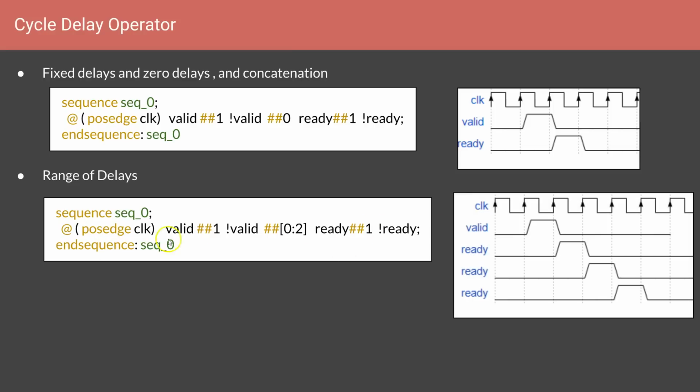This property will be true for all these combinations. So while valid is going high and deasserted after that, in the next clock cycle ready could go high in either 0 or 1 or 2 clock cycles after valid is detected as low. This is how you specify a range of delays in sequences.